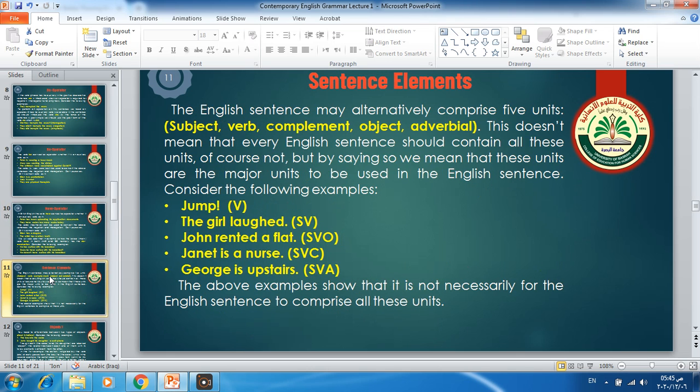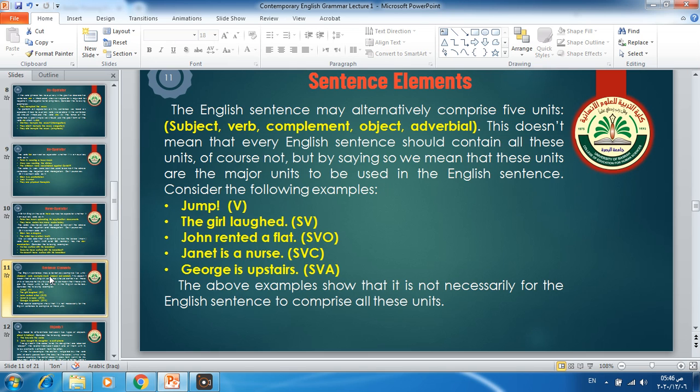Now it's time to speak about the sentence elements. The English sentence may alternatively comprise 5 units: the subject, the verb, the complement, the object, the adverbial. This doesn't mean that every English sentence should contain all these units. Of course not. But by saying so, we mean that these units are the major units to be used in the English sentence. Consider the following examples.